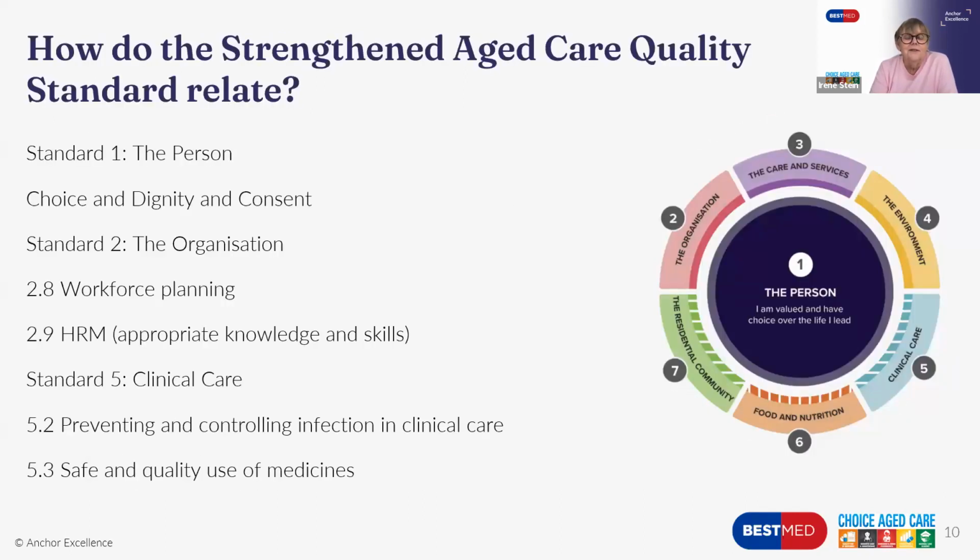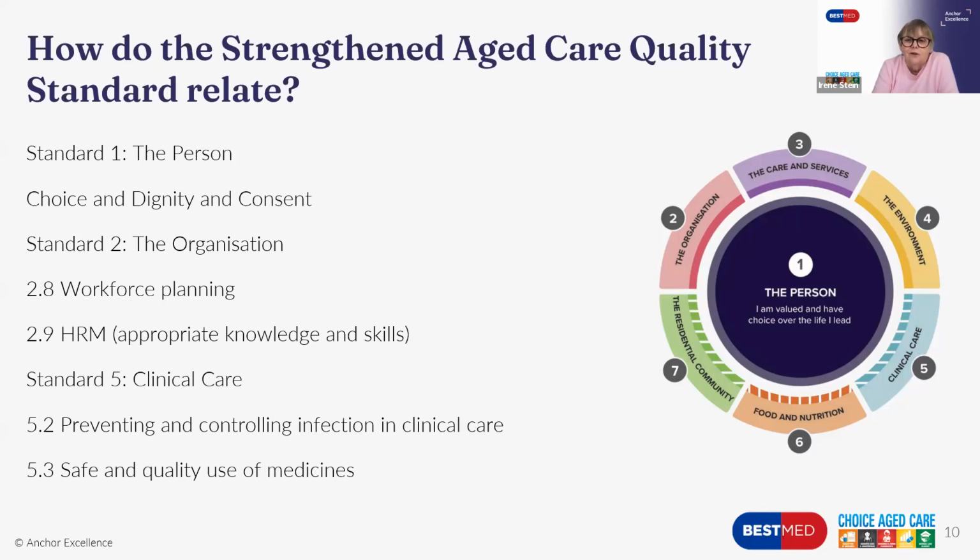So how does all this relate to the strengthened aged care quality standards that will become part of our realities on the 1st of July next year? If we just do a quick overview of these standards, Standard 1 is the person. And of course, when we talk about the person, we focus on choice and dignity and consent. So no prescribing without those three considerations in play.